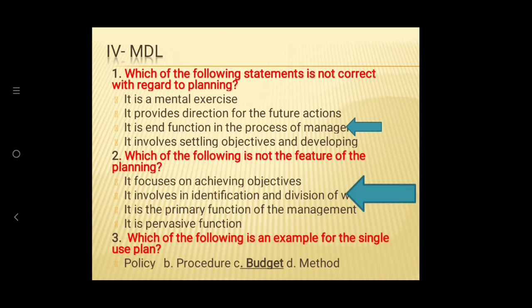Which of the following is an example for the single use plan? Actually, in the organization, we use various types of plans. Some single use plans, some standing plans. Here the question is, which of the following is an example for the single use plan among four options? Option A, policy, option B, procedure, option C, budget, and option D, method. Policy, procedure, and method are standing plans, but option C, budget, is the suitable example of a single use plan. Hence, the right answer is option C.